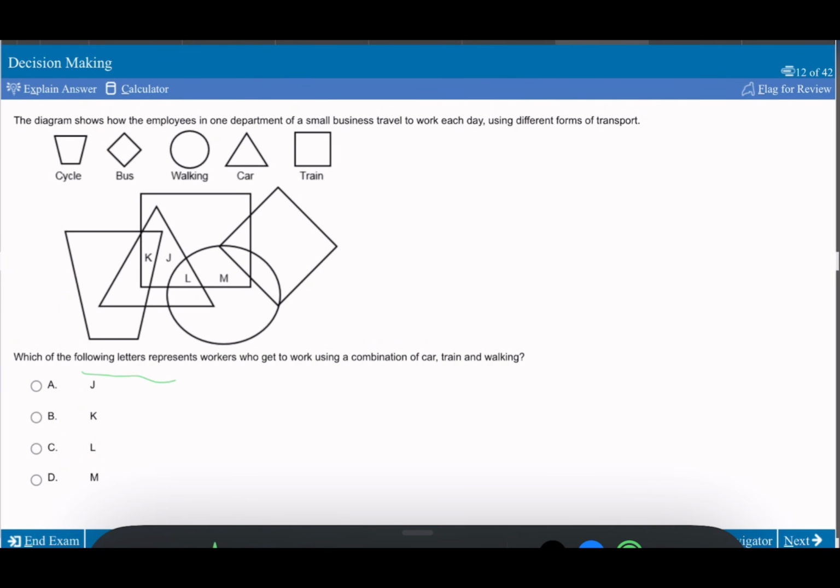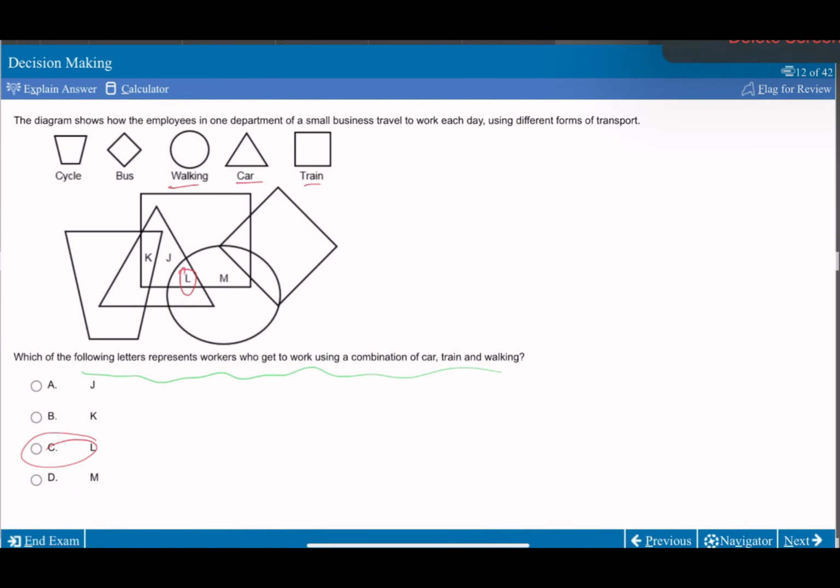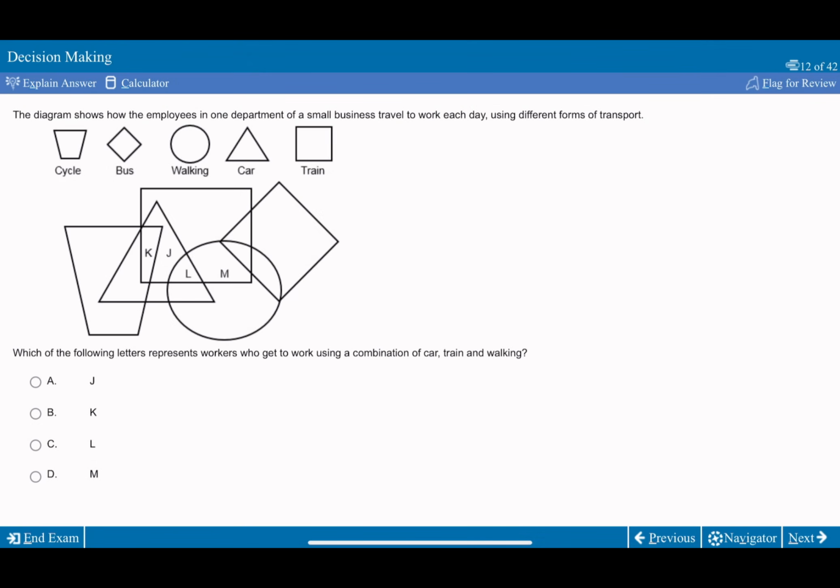Which of the following letters represent workers who get to work using a combination of car, train, and walking? So I'm doing car, triangle, square, and circle. Triangle, square, circle overlap. It's going to be L, so my answer is C. Okay, perfect. That's question one done and dusted. Really nice question to do.